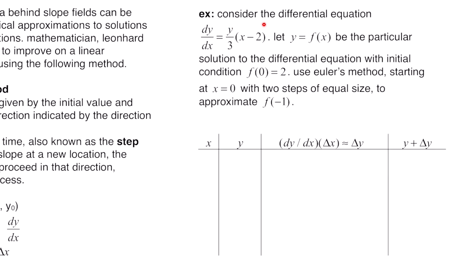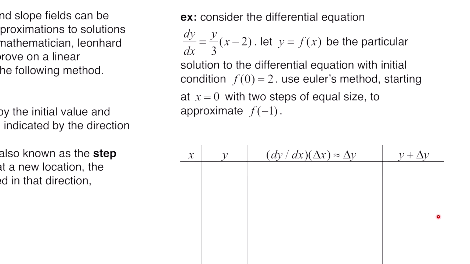This example says consider the differential equation dy/dx equals y over 3 times the quantity x minus 2. Let y equal f of x be the particular solution to the differential equation with initial condition f of 0 equals 2. Use Euler's method starting at x equals 0 with 2 steps of equal size to approximate f of negative 1. So again, we have our Euler's method table set up, so let's start plugging things in.